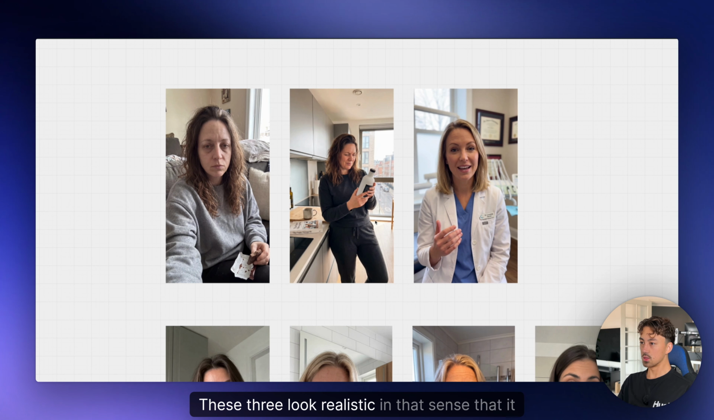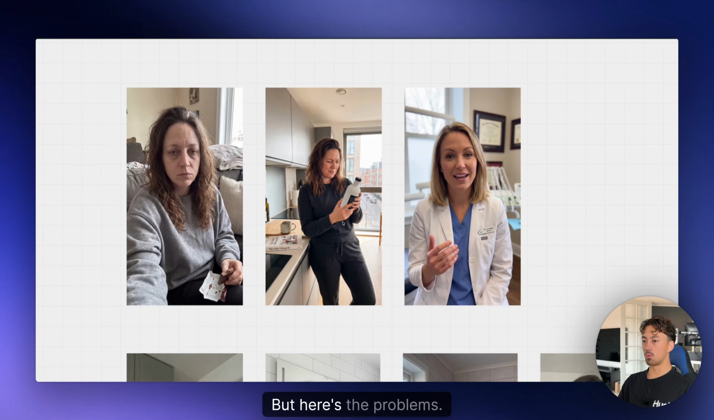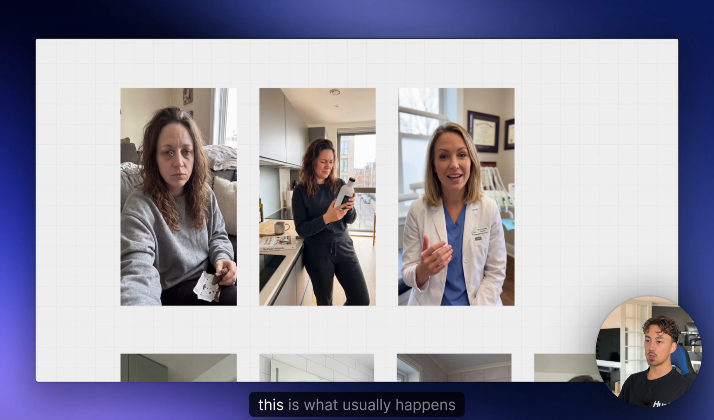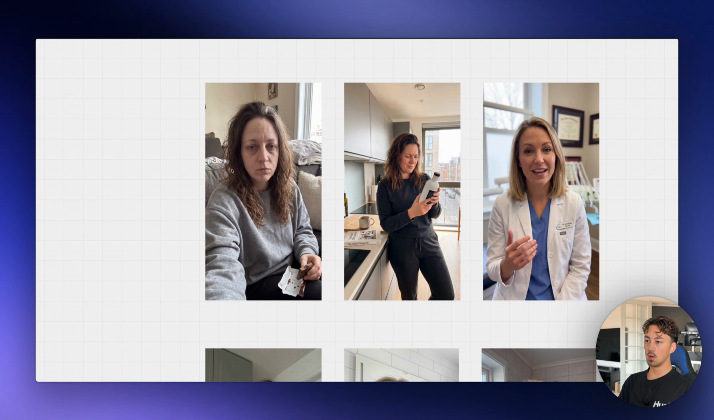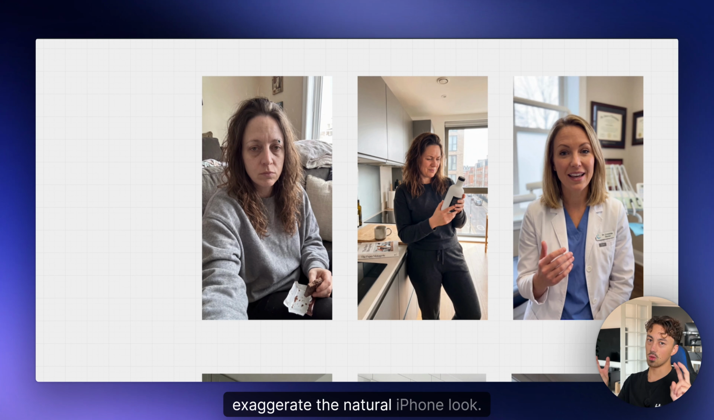These three look realistic in the sense that it doesn't look like a super high quality camera, right? It looks like something shot with an iPhone. But here are the problems. Number one, this is what usually happens when people generate images: they look super flat, there are no colors, and there's no contrast. This happens because if you do not have the right style prompt, AI will usually try to over-exaggerate the natural iPhone look.